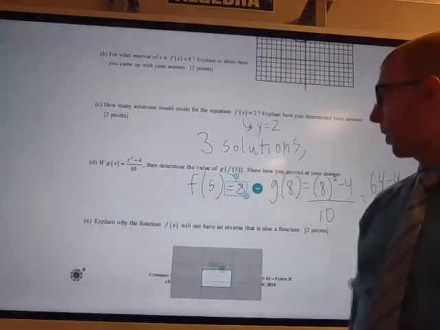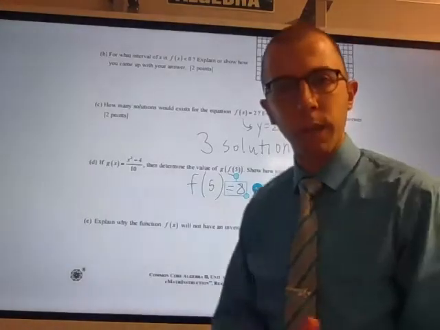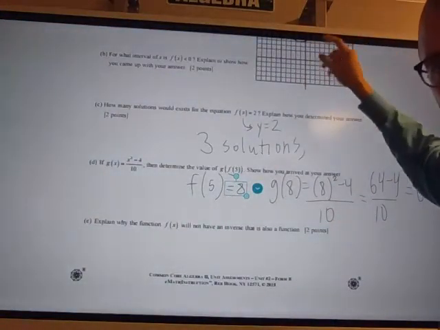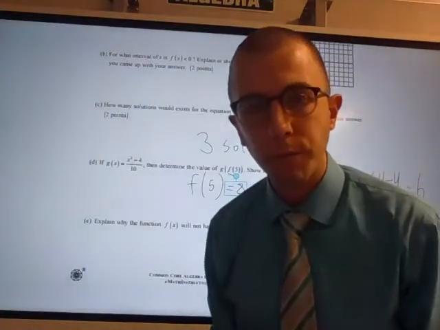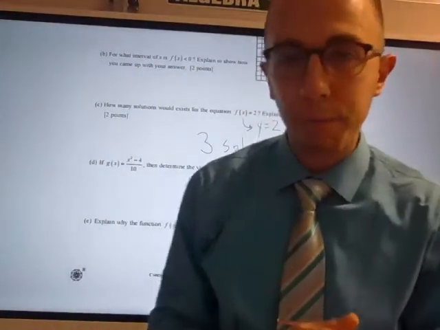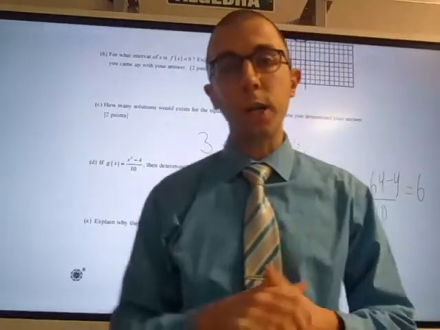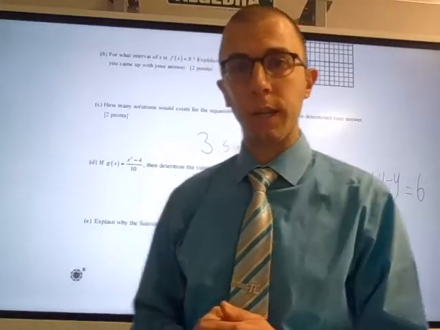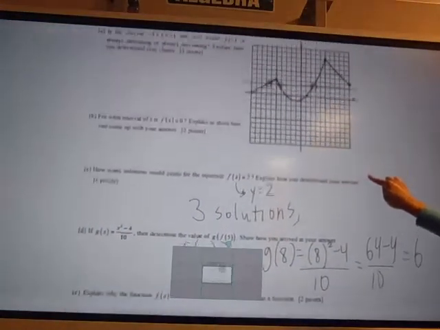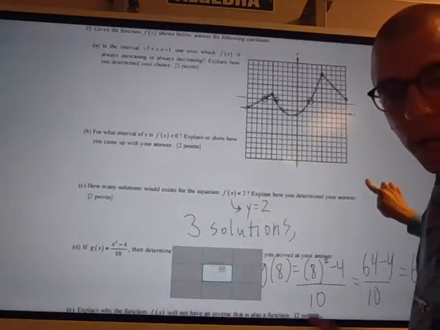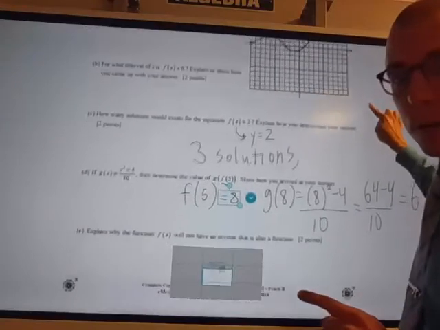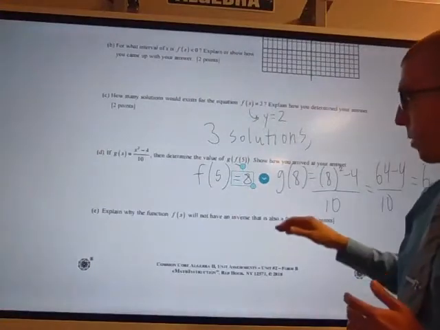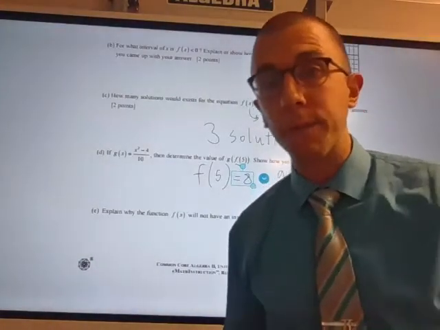And the last one, explain why the function f of x will not have an inverse that is also a function. I'll just explain this real quick. That is simply because this function is not one-to-one. And we know from past couple lessons that only a function that is one-to-one will have an inverse that is also a function. Since this graph up here fails the horizontal line test, it is not one-to-one, which means its inverse will not be a function.